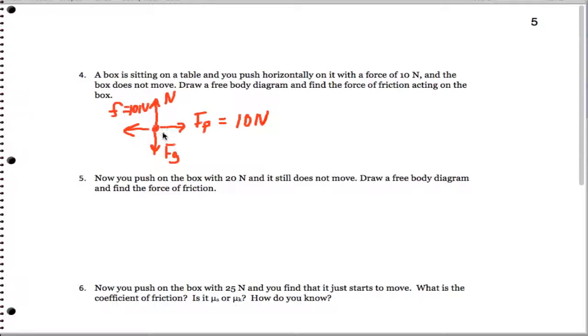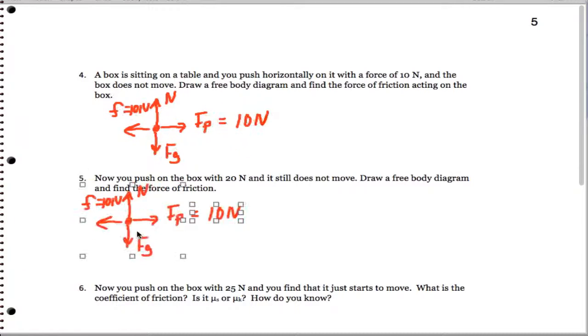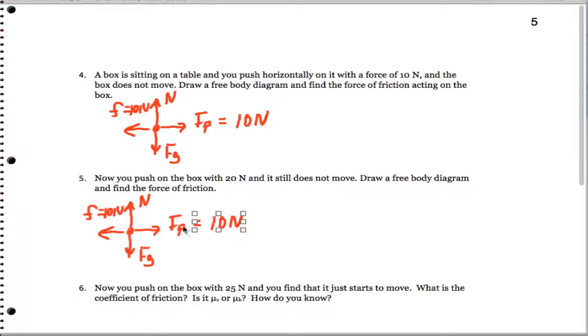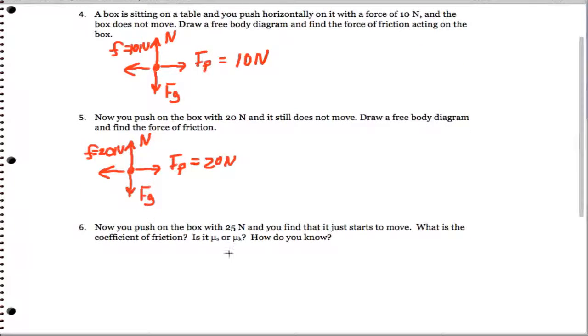Now, similarly, I can take this whole free body diagram for number 5 and just copy the free body diagram with a couple of changes. So what's going to happen here is, instead of having 10 newtons, I'm applying a force of 20 newtons, and that means my balancing friction will also be 20 newtons. Finally, we push with 25 newtons and it just starts to move.